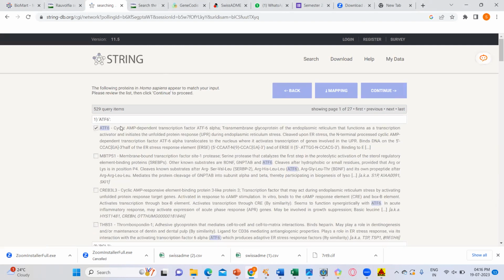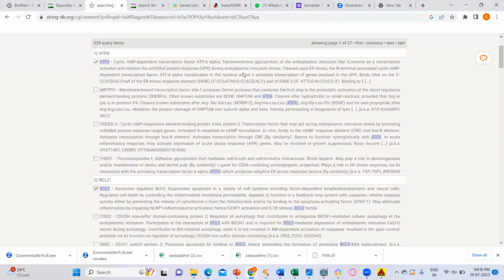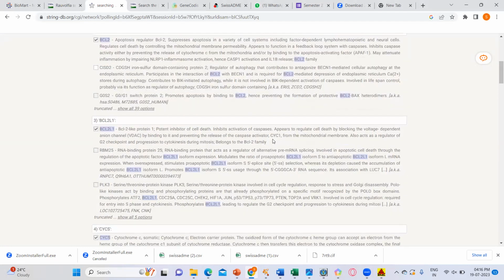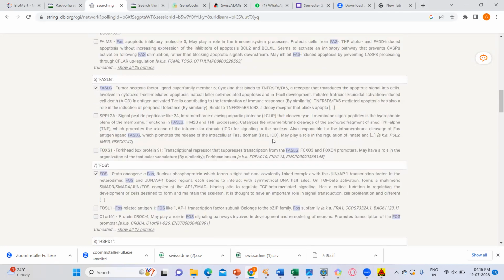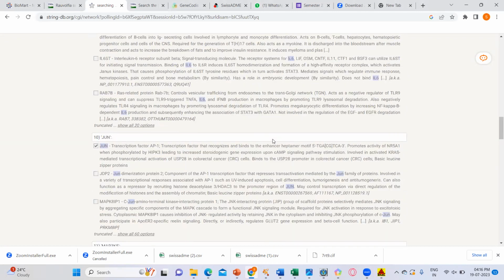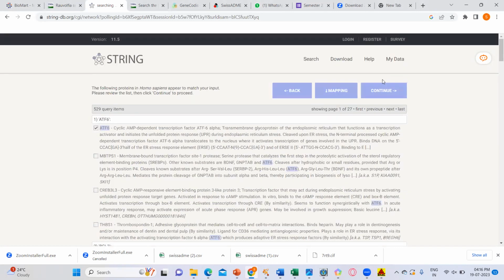Now, each gene's information will appear, such as its type, mechanism of action, and pathway involved. So all the genes appear over here, and further we have to click continue.